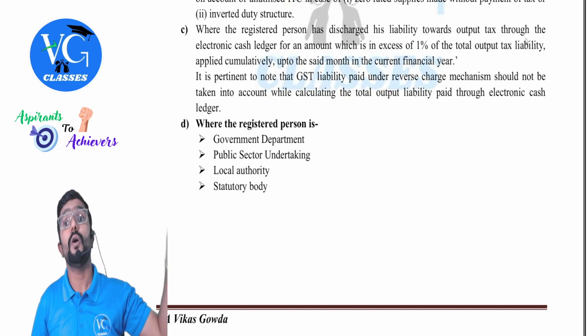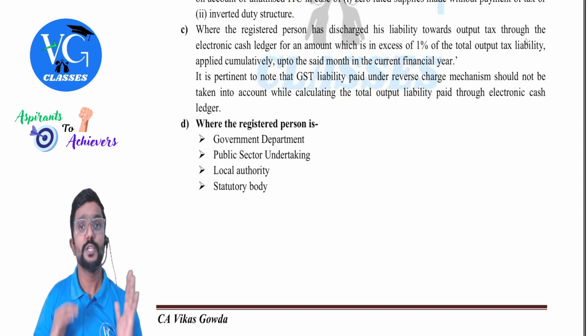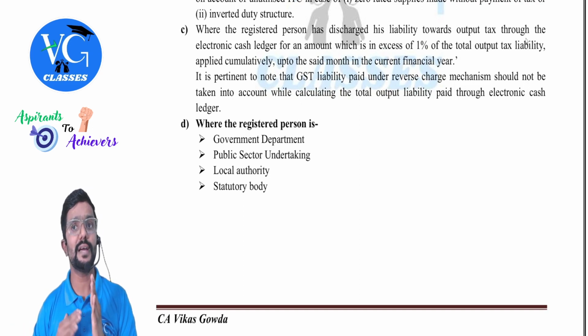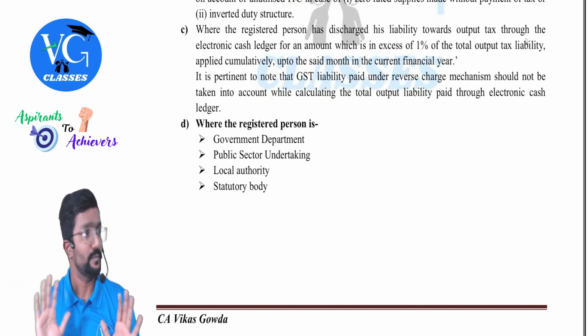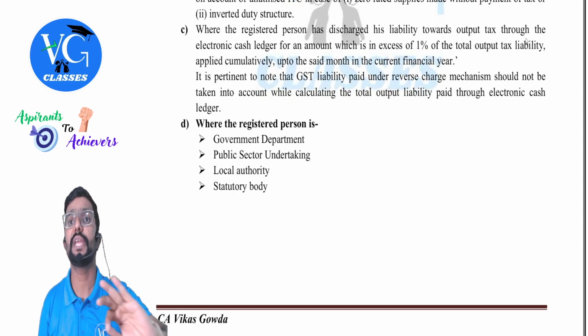No, they told 1% of output tax minimum has to be paid through cash ledger. So if I have paid any input tax on my inward supply under RCM through cash ledger, should we count that also as amount paid through cash ledger? No, no. We should take only the output tax which is paid through cash ledger.